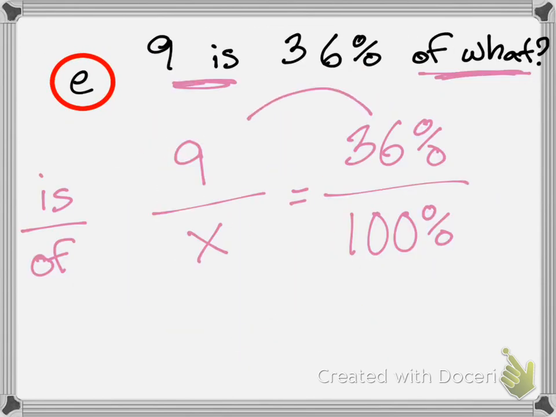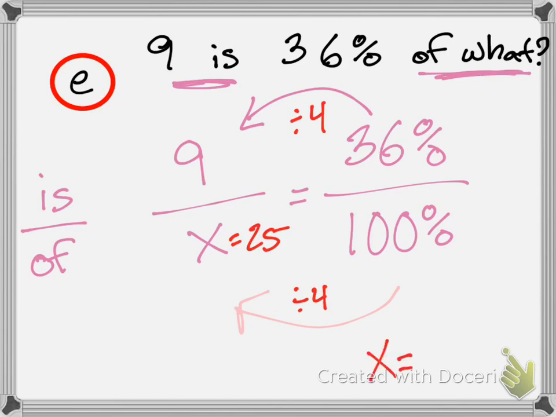How do I go from 36 to 9? Divide by 4. So what am I going to do to the bottom? I'm going to divide by 4. So, what's 100 divided by 4? 25. So, the answer is x equals 25.